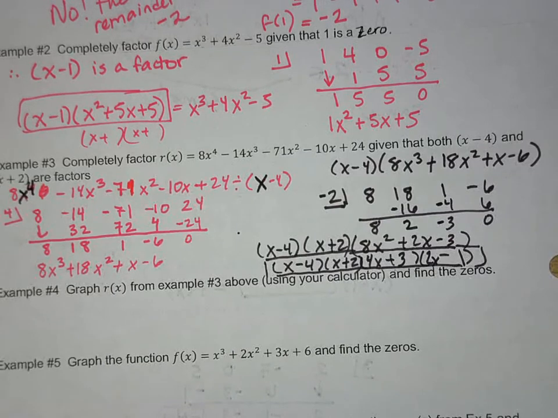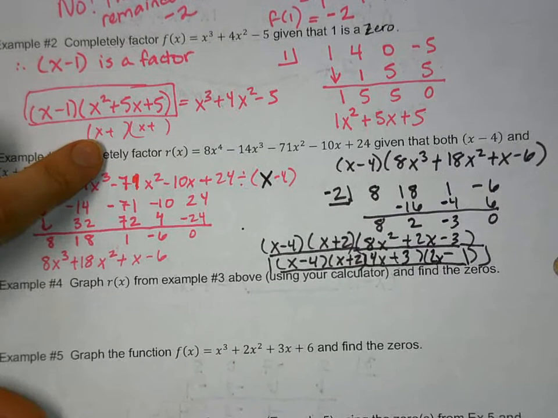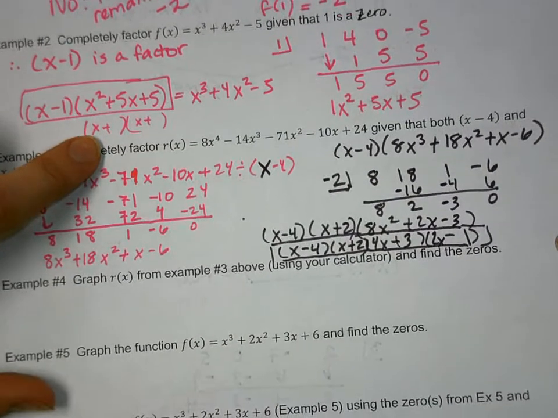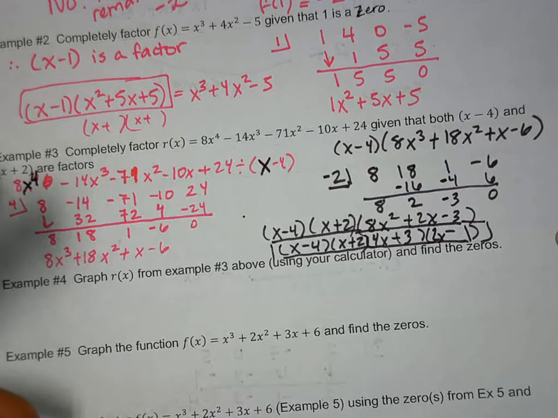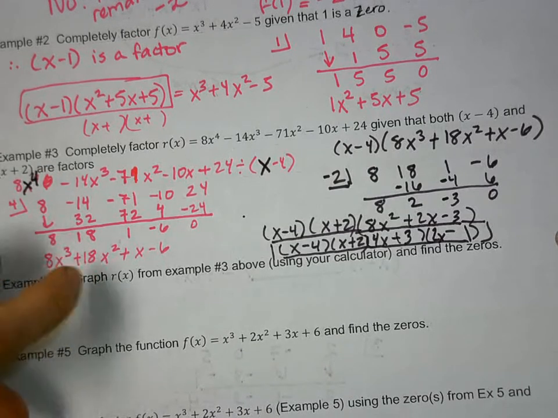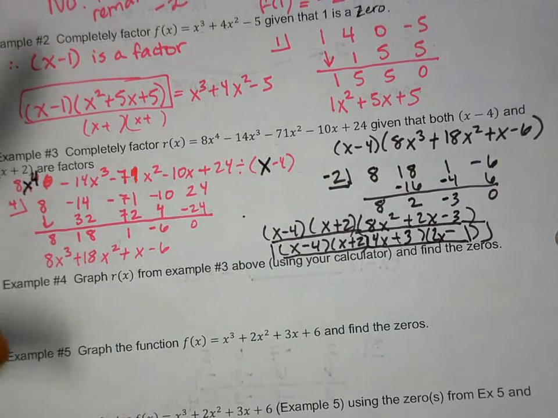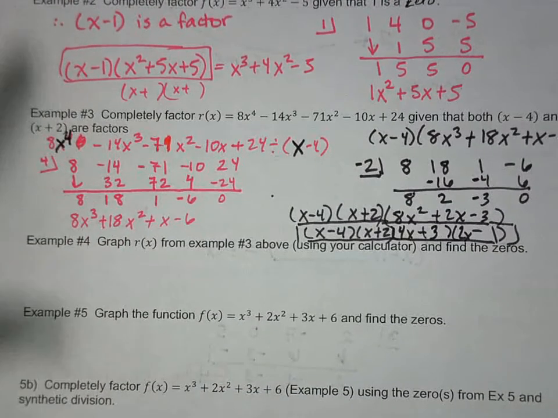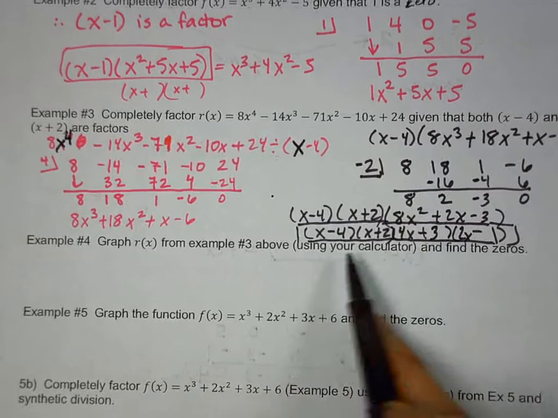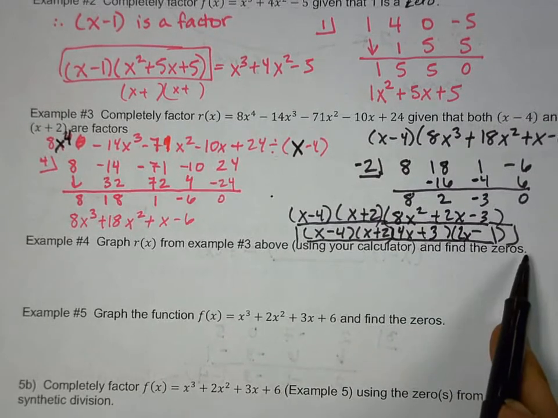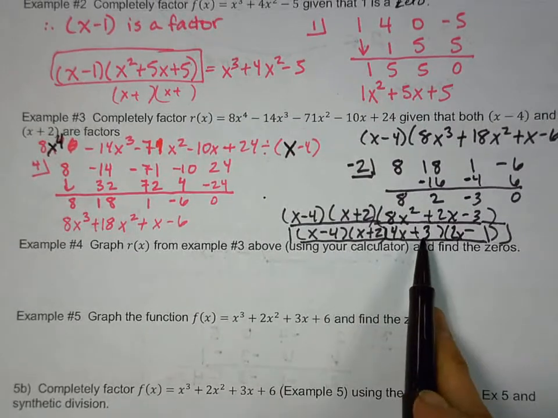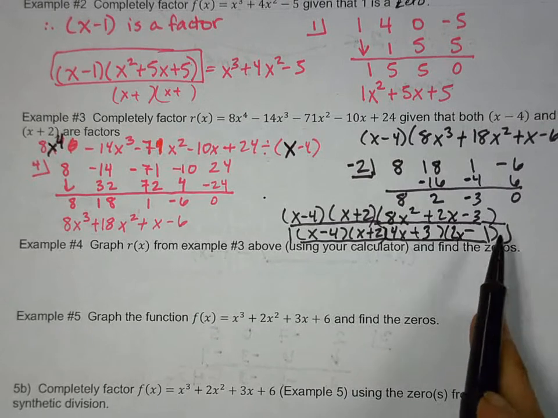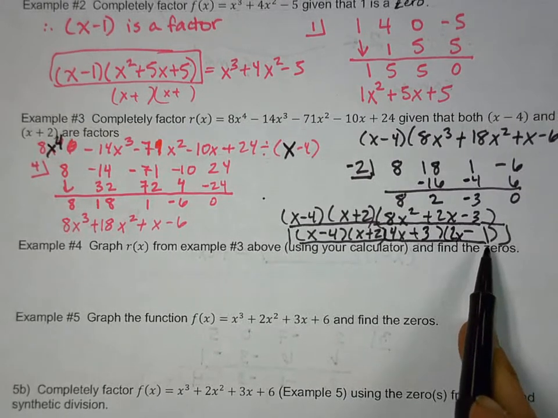Okay. All right, example 4. Example 4 says take that function, and we're going to see why graphing is so helpful, especially in a case like this. Graph this function from example 3 above using your calculator and find the zeros. Before we even do that, what should the zeros be? 4, 2, -3/4, and 1/2. Right? Let's just confirm that.